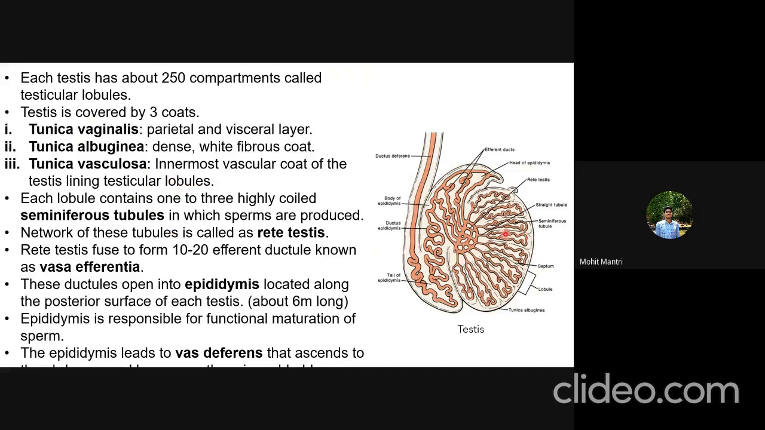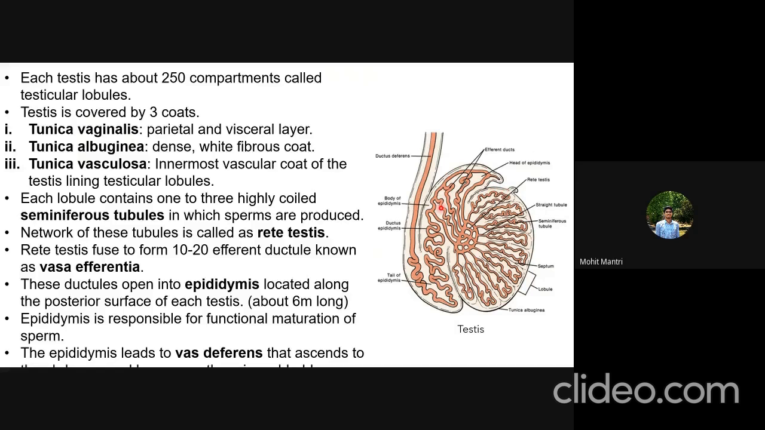Now, each lobule contains the seminiferous tubules, and these seminiferous tubules together join and form a network of tubules, which is known as rete testis. Now, rete testis fuse to form 10 to 20 efferent ductules. So these are the efferent ductules, and these are known as vasa efferentia. Now, these vasa efferentia open into the epididymis, which is located at the posterior surface of each testis.